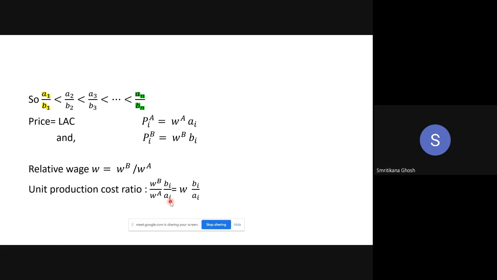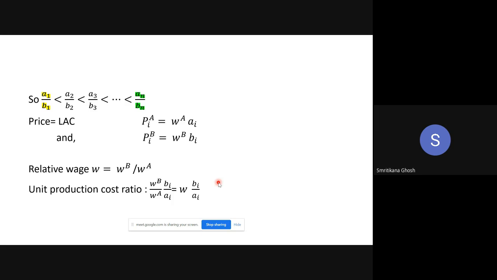Up to this point, is it okay? WB into B1 is greater than WA into A1. Yes, ma'am. Okay. WB into B1 is greater than WA into A1. That means the unit labor cost for commodity 1 in country B is greater than the unit labor cost of commodity 1 in country A.